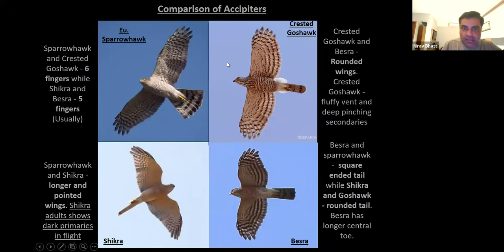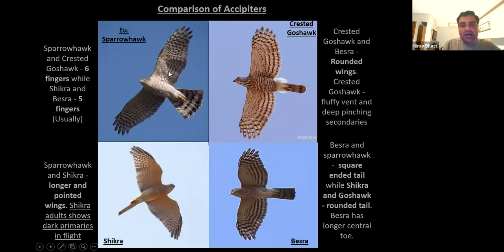So Sparrowhawk and Crested Goshawk will have 1, 2, 3, 4, 5, 6 fingers. So 6 prominent fingers are seen in Crested Goshawk as well as Eurasian Sparrowhawk.